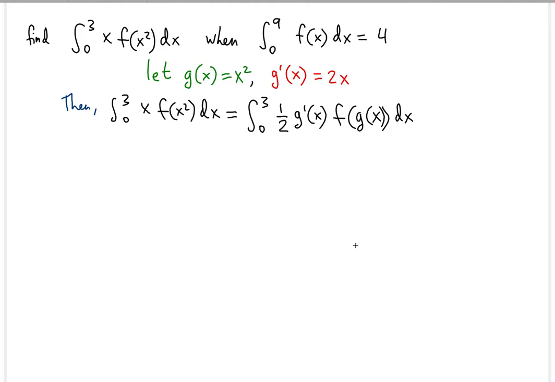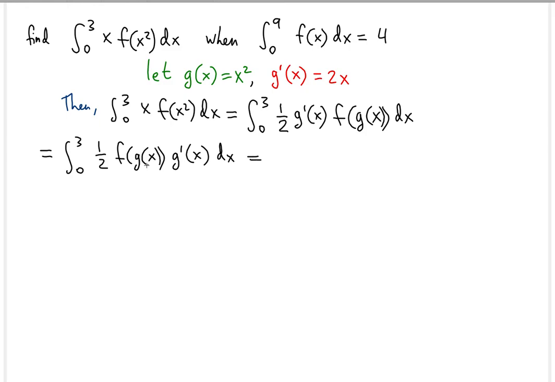So now notice that you can rewrite the order. You can make this look like 1/2 f of g of x, right, the composite function, times the g prime of x dx, right? So I simply just switched the order. I wrote f of g of x, and then I wrote the g prime of x after that. So now, look what's going to happen.